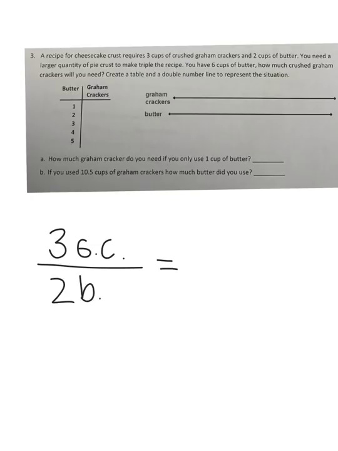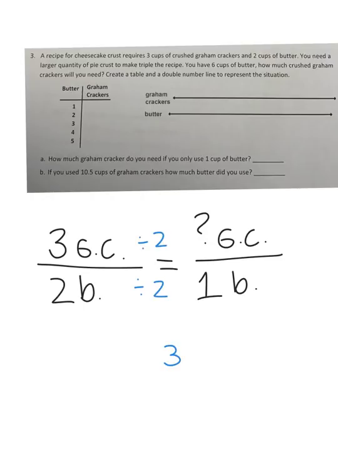We have to figure out how much graham cracker we need for 1 cup of butter. So divide by our denominator. If we divide by 2, divide by 2. So 3 divided by 2. 2 goes into 3 one whole time. 1 times 2 is 2 with 1 left over. So we need to put a decimal, put a 0. Our decimal goes through, and then bring our 0 down. So 2 goes into 10 5 whole times perfectly.